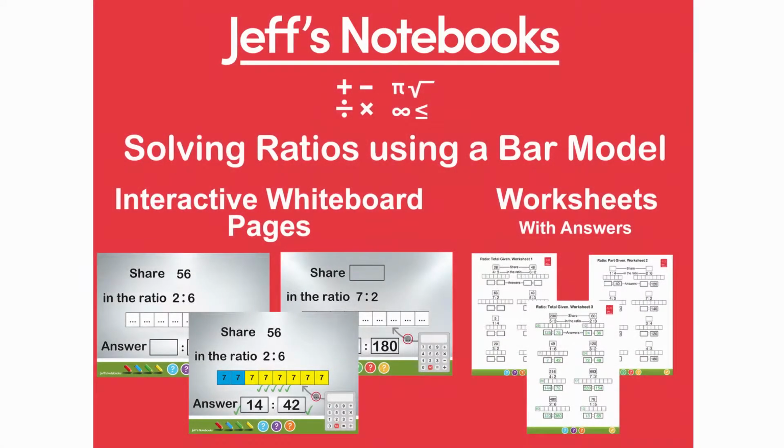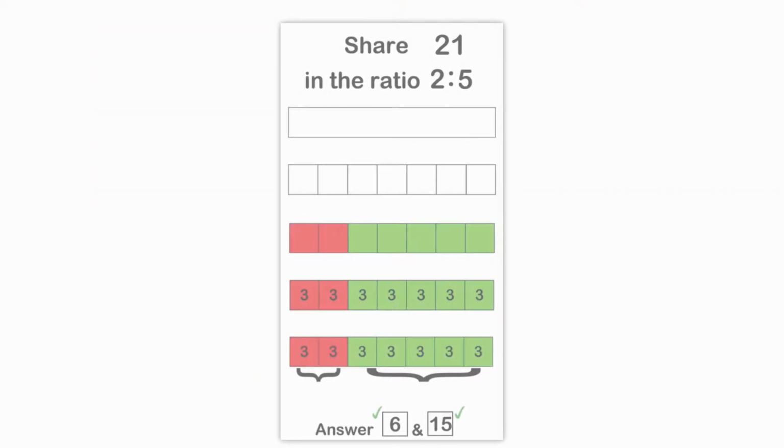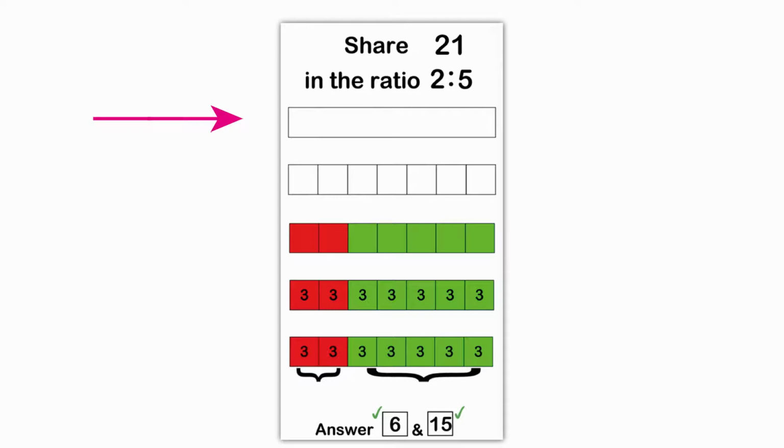The bar model is an effective visual tool to introduce sharing in a ratio. The bar represents the whole amount. The bar is then divided into equal parts. The total number of equal parts is found by adding the two numbers in the ratio. In this case, 2 plus 5 equals 7.